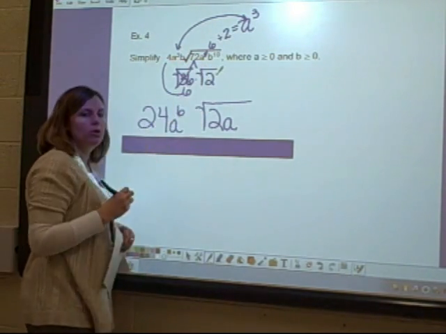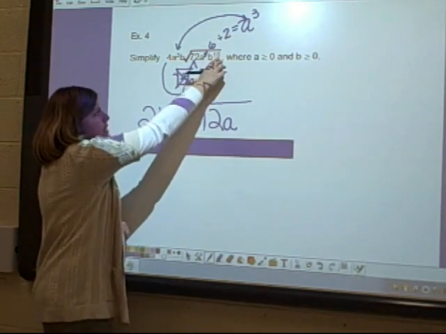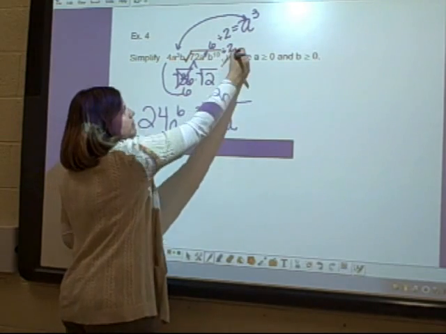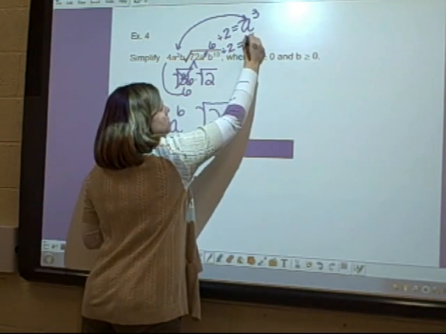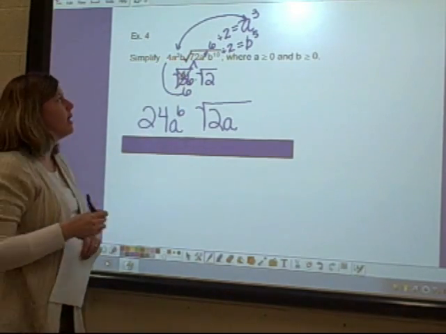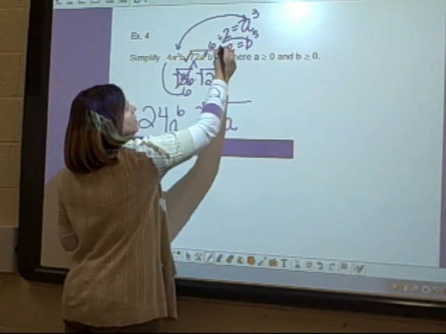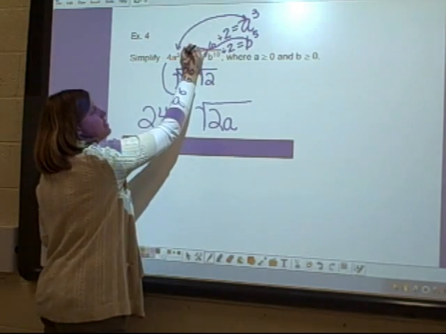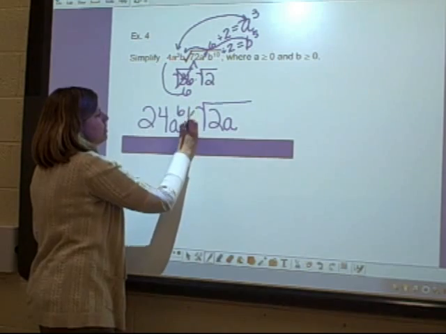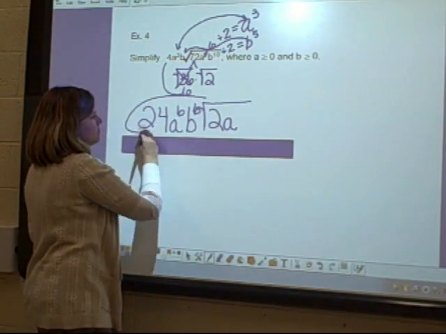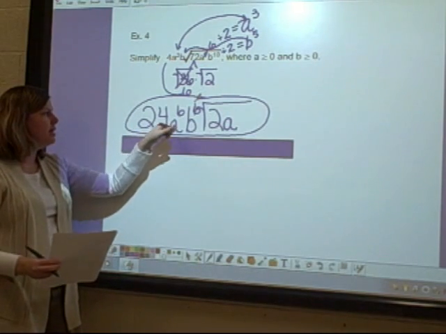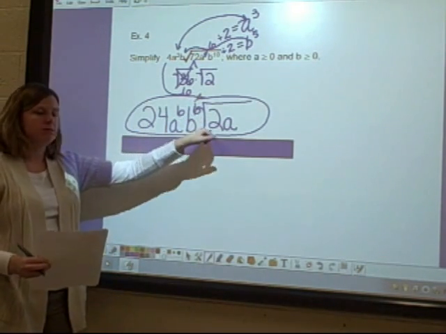And now I'm going to work with my b's. b to the 10th, well 10 is an even exponent, so I just divide it by 2. And if I take the square root of b to the 10th, it becomes b to the 5th. And there's already a b on the outside of the radical, so I'm going to multiply those together. And this has an imaginary 1 as an exponent, and b to the 5th times b would be b to the 6th. So our final answer for that problem is 24a to the 6th, b to the 6th, times the square root of 2a.